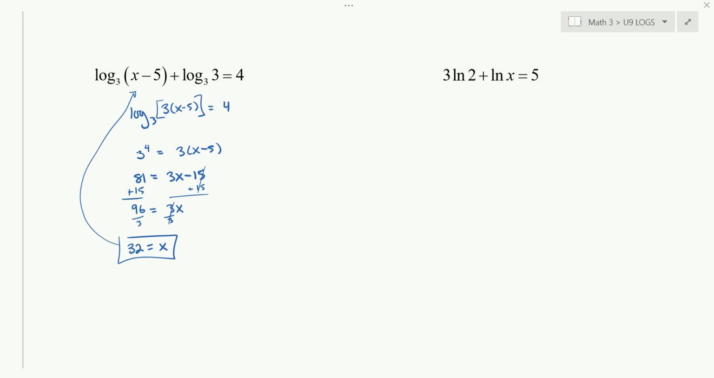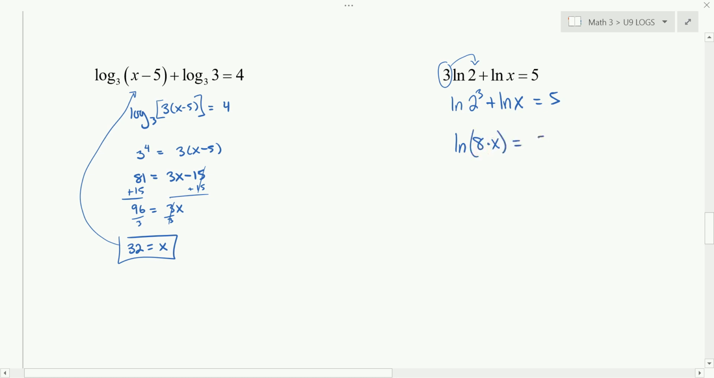Okay, so on this one, we need to condense first. When you're condensing, first thing you look for is to use the power property, and we can do that here. Because we have a 3 in front of the natural log, we get natural log of 2 to the 3rd power plus the natural log of x is 5. And then we're going to add the 2 natural logs, and we get natural log of 2 to the 3rd, which is 8 times x. So natural log of 8x is equal to 5.